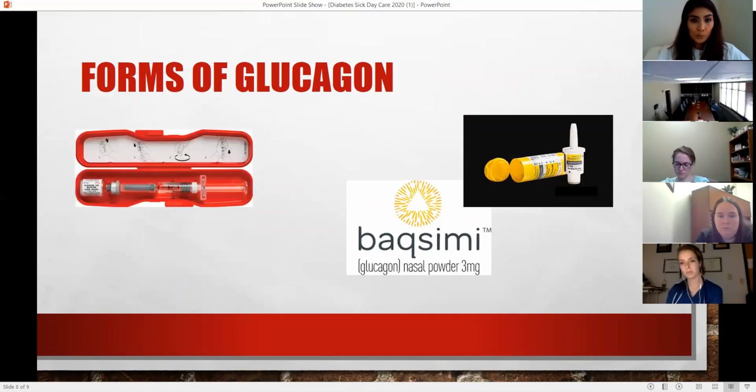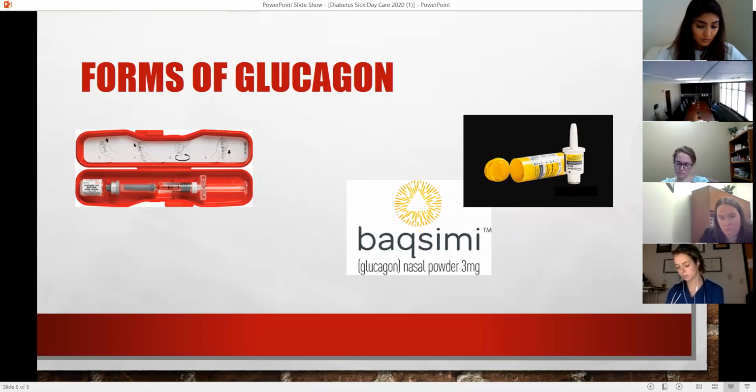And so the forms of glucagon, we have a new one, which is called Baqsimi, the one on the right. It's actually a nasal spray. It's fairly new. It's, I think, less intimidating. And if your patient's insurance covers it, it is a very easy modality to get the sugar up. And this is typically not given by the patient. It's usually if the patient's incoherent or not able to eat or drink safely, then this is something the family would use to bring the sugar up.